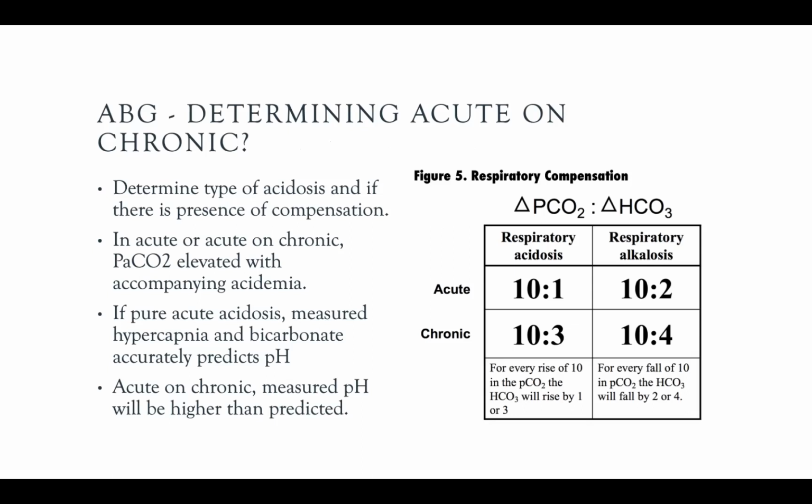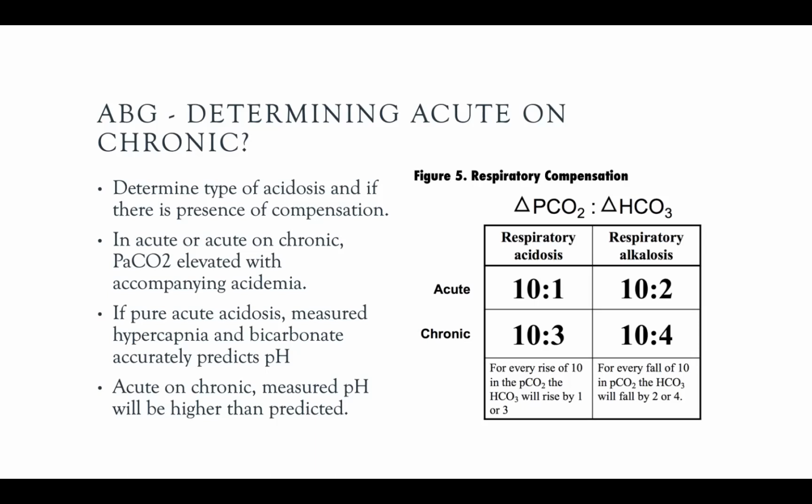There's a good table on the right-hand side that shows us that, let's say in respiratory acidosis in an acute setting, for every rise of 10 in the PCO2 level, the HCO3, so bicarbonate, should rise by 1. But in a chronic setting, it would rise by 3 because there's already an elevated bicarb, because our kidneys have had time to adjust. So there's some compensation going on.